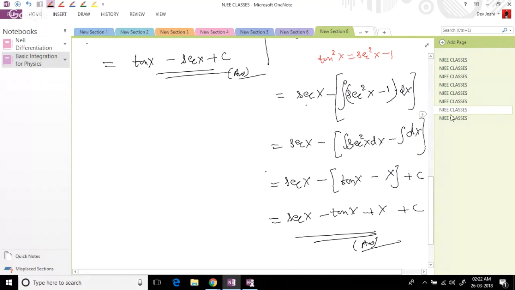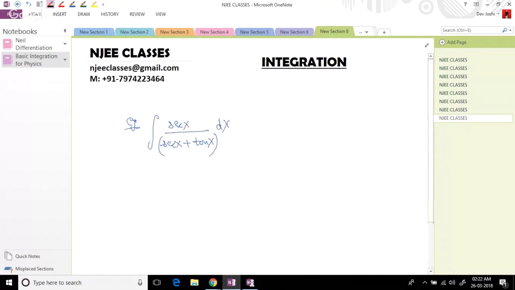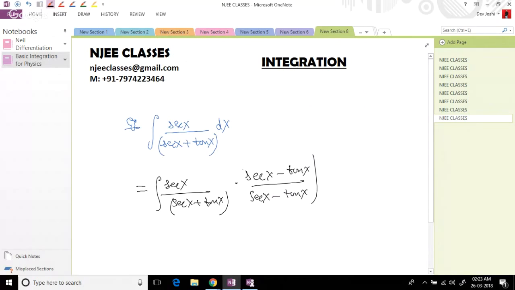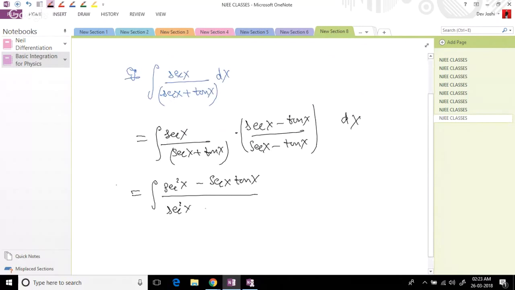All right. Okay. Next. Again we can simplify that. So the integral of sec x upon sec x plus tan x dx. So again, simplification. What we will do is the integral of sec x upon sec x plus tan x multiplied by sec x minus tan x upon sec x minus tan x, dx. So in the numerator, what we are having is the integral of sec square x minus sec x into tan x. And in the denominator, again, we are having a plus b into a minus b, right? So it is going to be a square minus b square.